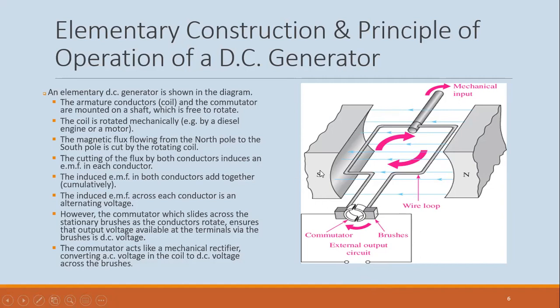All right, so basically that's the principle of operation of the DC generator. A conductor is moved, in this case our conductors are rotated in a magnetic field, and because of the flux cutting action, you have an induced EMF across the conductors, and that induced EMF is available for output.